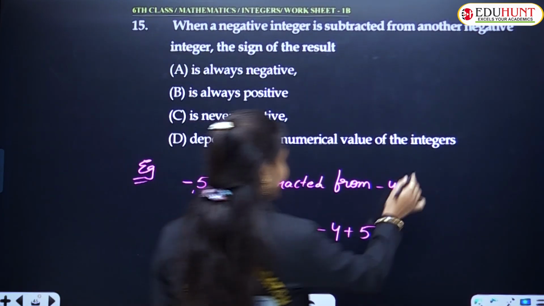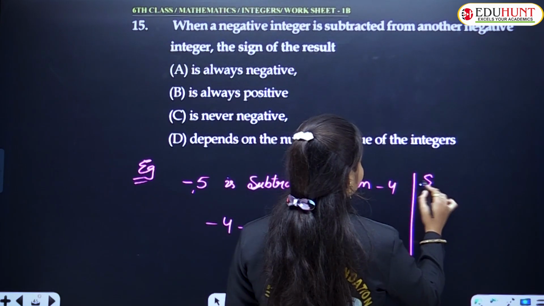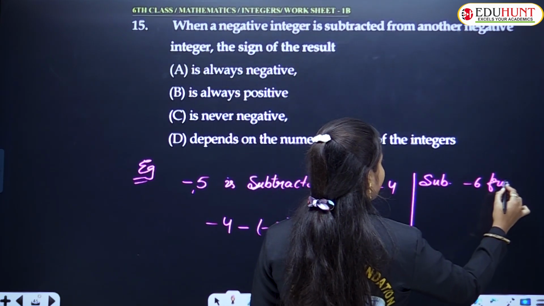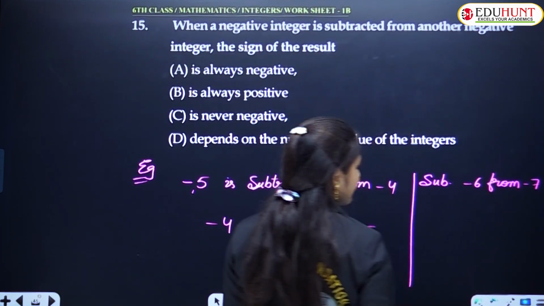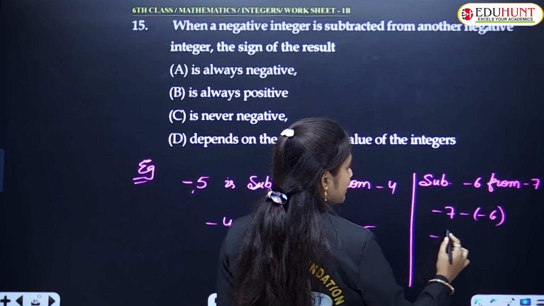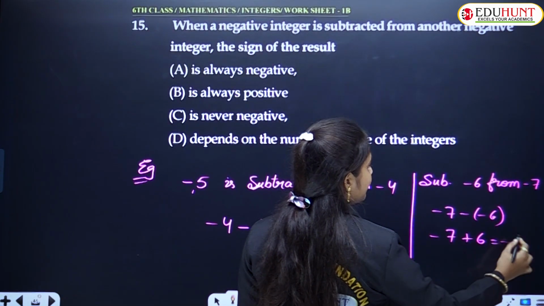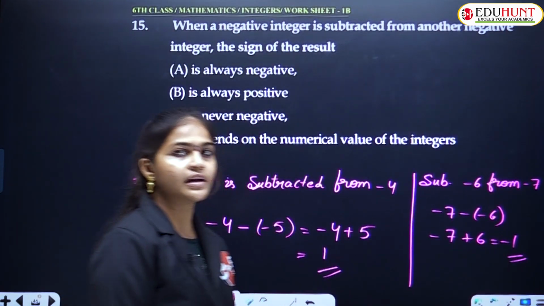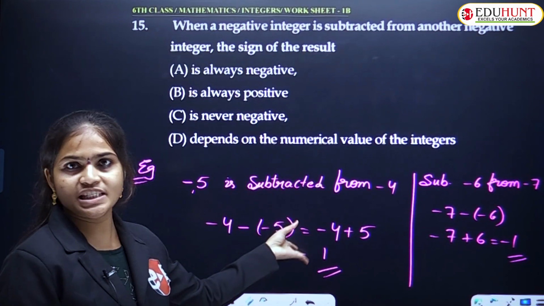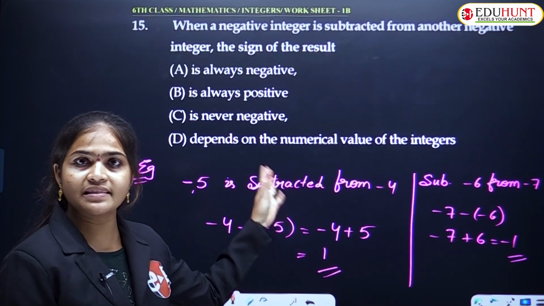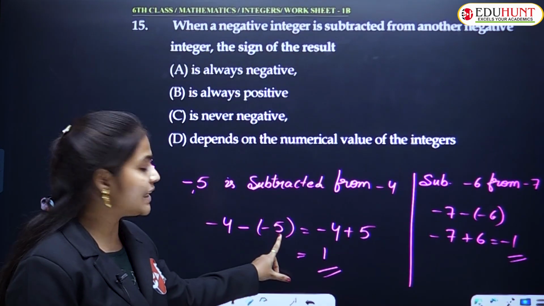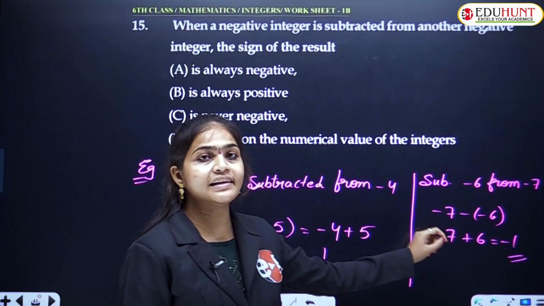If the condition is subtract minus 6 from minus 7, then what will you get? Minus 7 minus of minus 6, so minus 7 plus 6. We will get minus 1 as the resultant. So children, when you observe these two examples, the same condition is applied, but there is a difference in the numbers. Here we are getting a positive value, here a negative value.